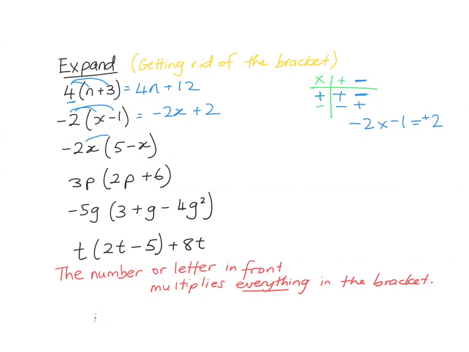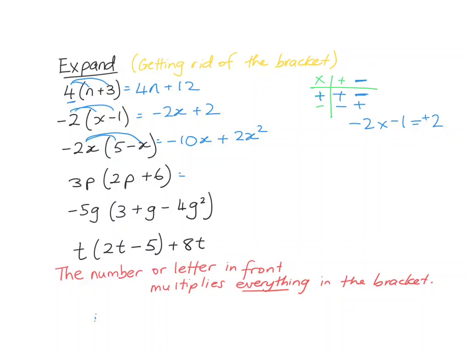The third example, I've got a negative 2x times 5 is negative 10x, and a negative 2x times a negative, again, a negative times a negative is a positive 2x squared, because x times x, remember, makes a power.